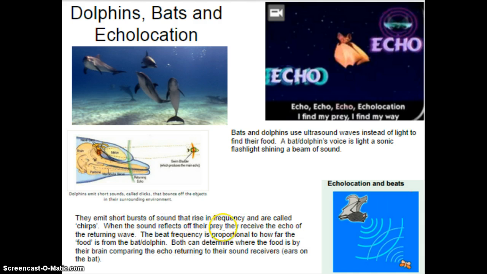And the beat frequency is proportional to how far away the food is from the bat or the dolphin. These are predators. They're constantly finding their food. So both can determine where the food is by their brain comparing the echo returning to the sound receivers, or the ears on the bat. So that's kind of a basis of what we're going to be studying in terms of sound.